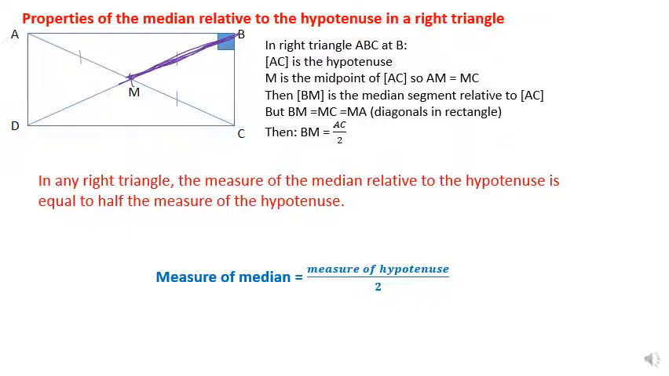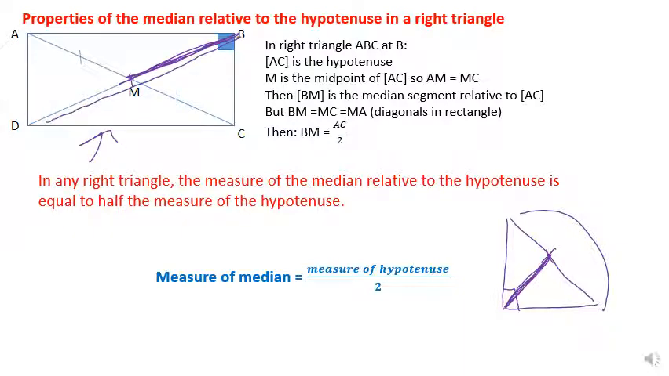So suppose I'm not talking about a rectangle. I'm talking about any right triangle. This is a right triangle, and this is a midpoint. You know that this is a median. So starting from now on, the median equals the hypotenuse over 2. Why? Because from the rectangle, you know that the diagonals bisect each other and are equal. So all these parts are equal. So BM equals AC over 2.